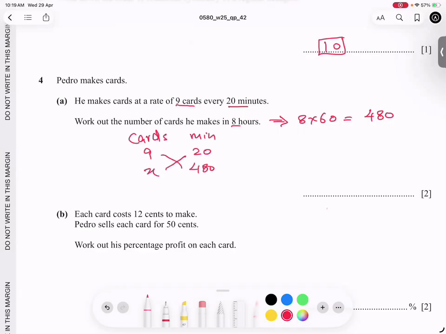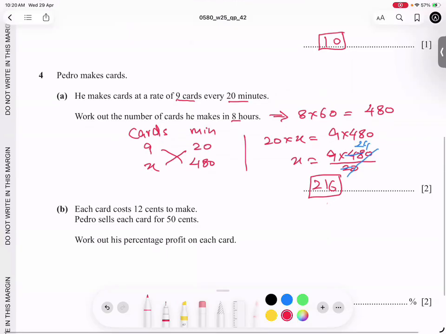Then we want to know how many cards in 480. So cross multiply. x times 20 equal to 9 times 480. And 20 will divide, so 9 into 480 over 20. So this 0 cancels out, and 48 divided by 2 is 24. And rest you know. 24 times 9 gives us 216. So 216 cards are there.